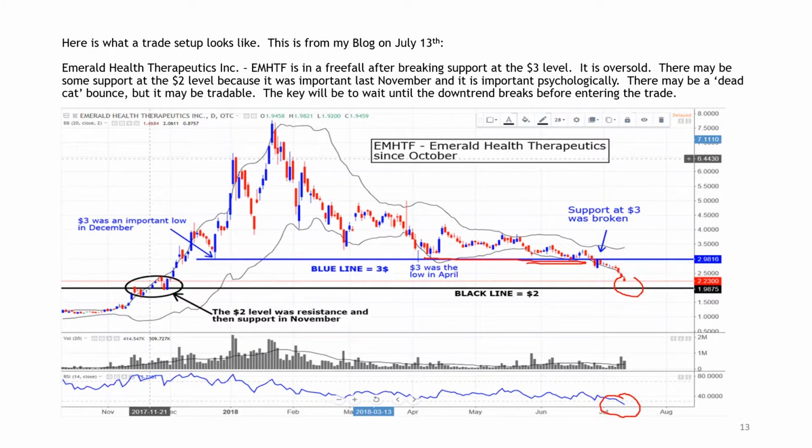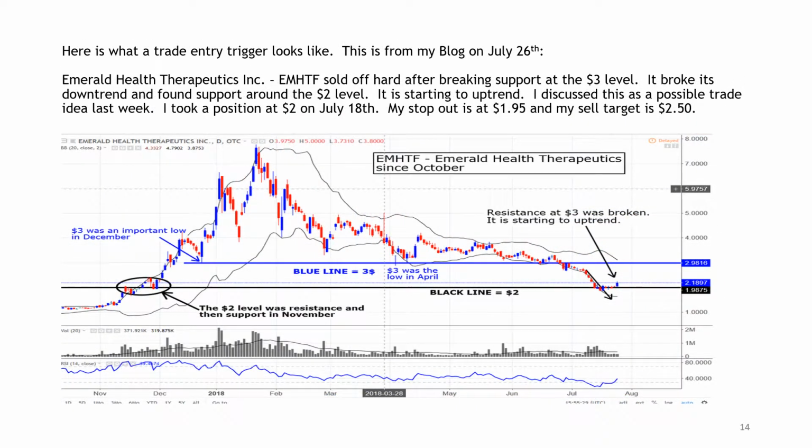So again, you got to use the same thing I spoke about in the prior example. All right, so this was my trade trigger entry. The break of this trend line here. Okay, you can see this trend line. So I got in at 2 after the trend broke and it wasn't oversold anymore.